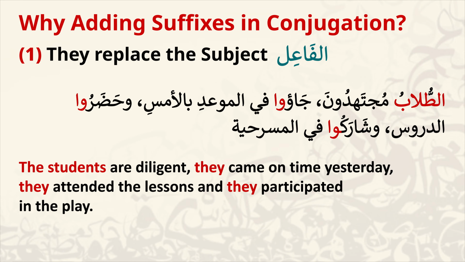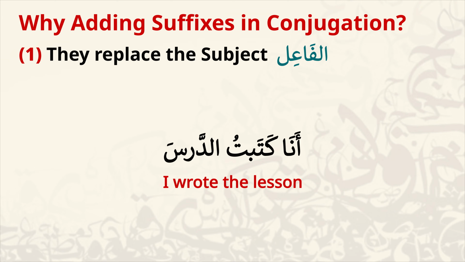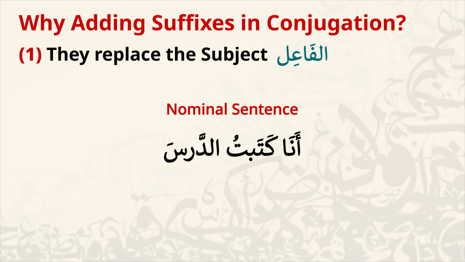Let's look at this sentence. أنا كتبت الدرس. Let's ask our usual questions. What is the type of this sentence? It's a nominal sentence because it begins with a noun. أنا is a pronoun, and as we know, pronouns in Arabic are classified as nouns. So this is a nominal sentence, جملة اسمية. And the pronoun أنا is the subject of this nominal sentence, المبتدأ.